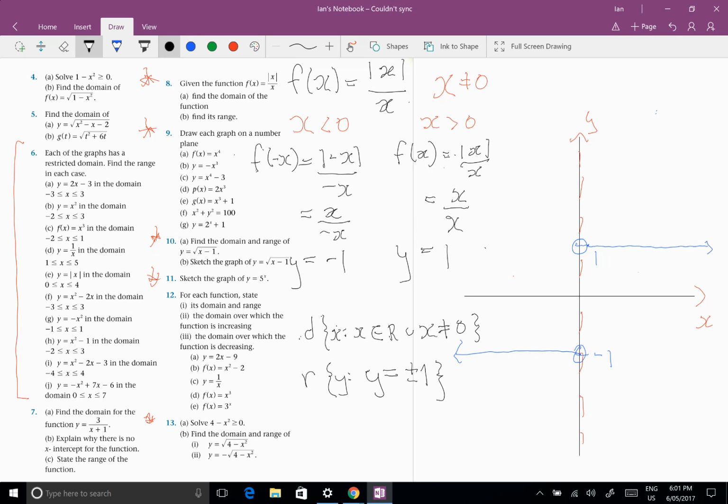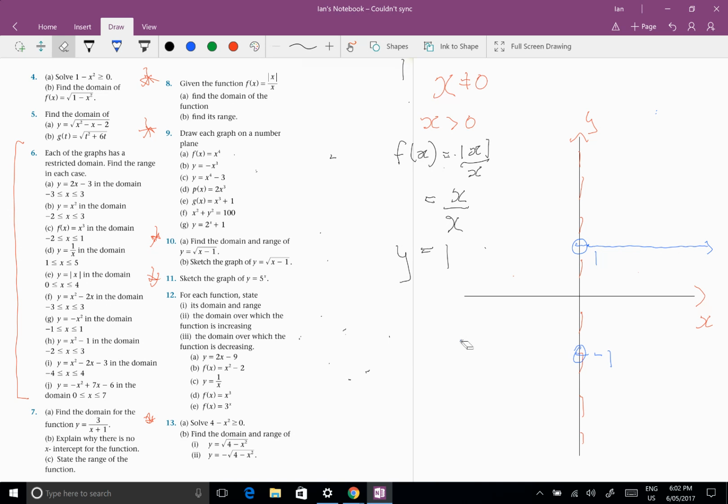Now Margaret gets that wrong in the back of the book. I think it might be a typo. She says y is any real number except that y can't equal plus or minus 1, which is exactly what it does equal. Okay.